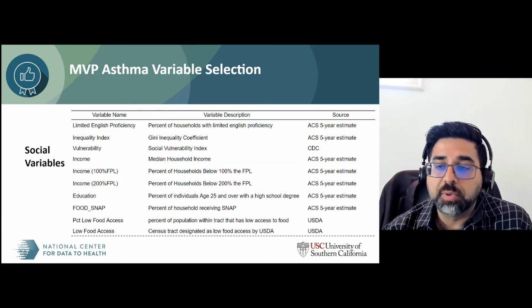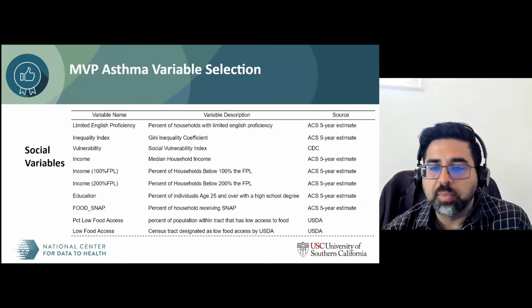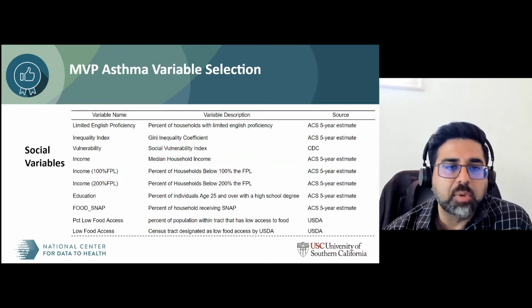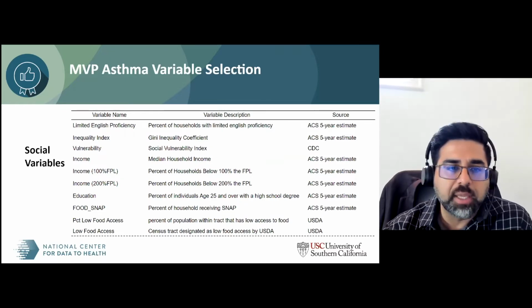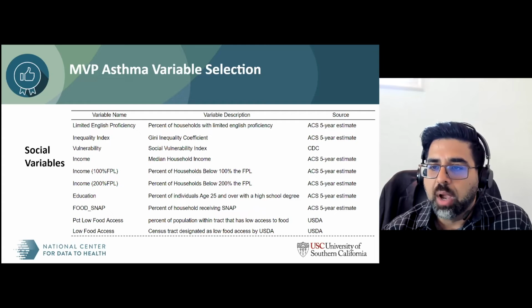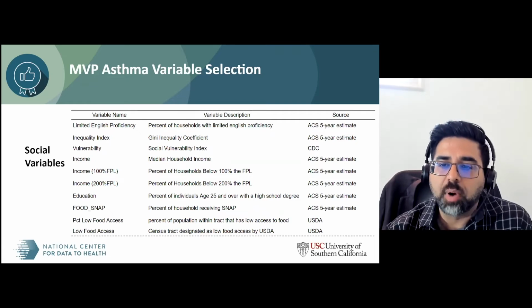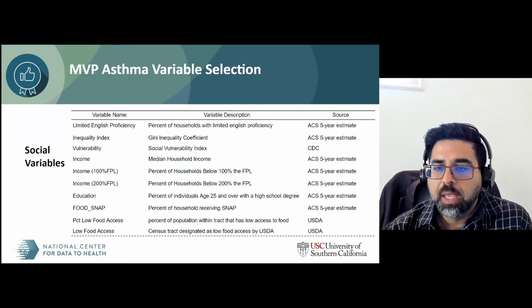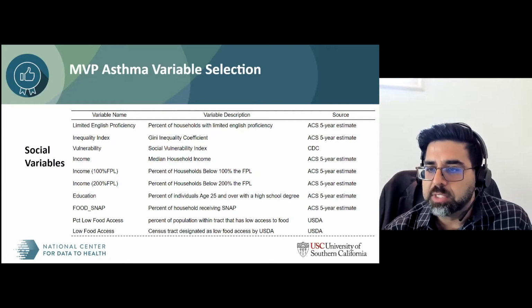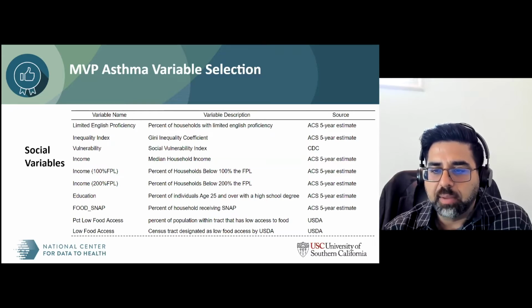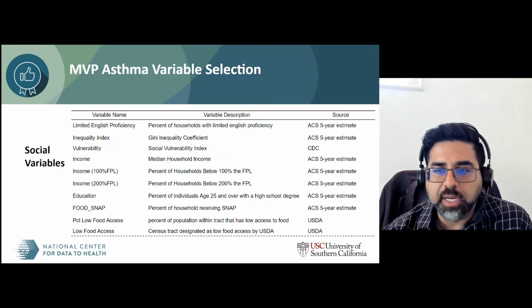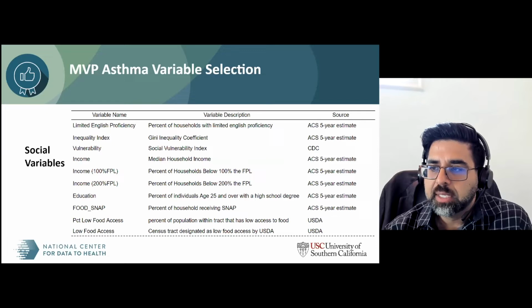So limited English proficiency is one of those things where, if somebody cannot communicate what they have going on, they're not going to get treated the best. So percent of households with limited English proficiency, or the neighborhood that they come from, is a good proxy variable to understand that. Inequality index, this is a special variable called the Gini inequality coefficient that's collected. I'm not going to go into that. You guys can look that up. A lot of information on that. That's also collected in the ACS.